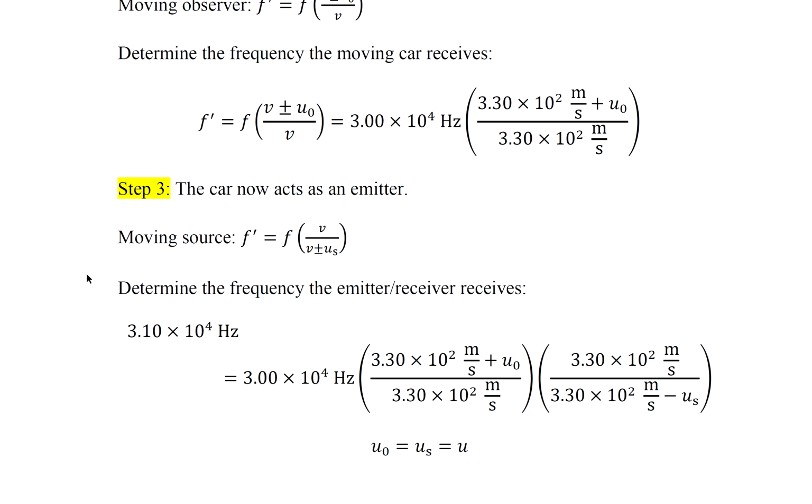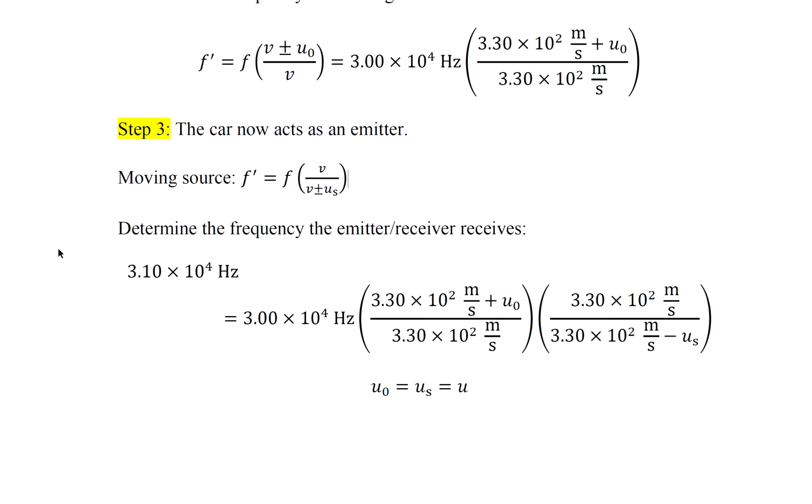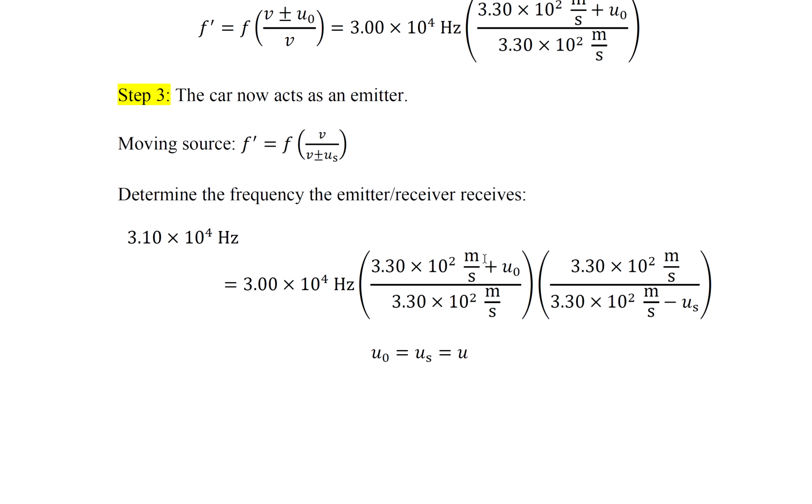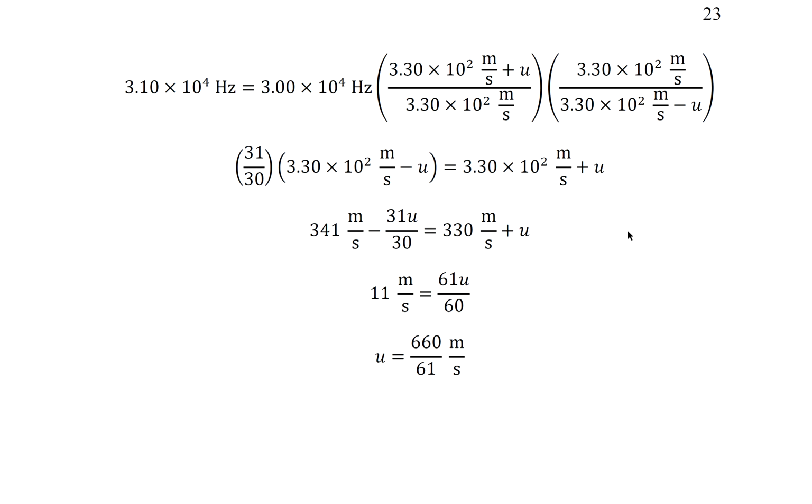Step 3, the car now acts as an emitter. So we get this. So we get this f sub o and f sub s. Set them equal to each other. Now it's just algebra to solve for u.